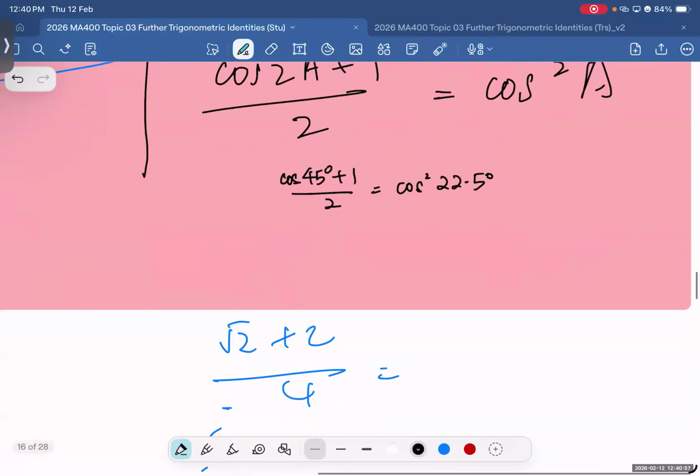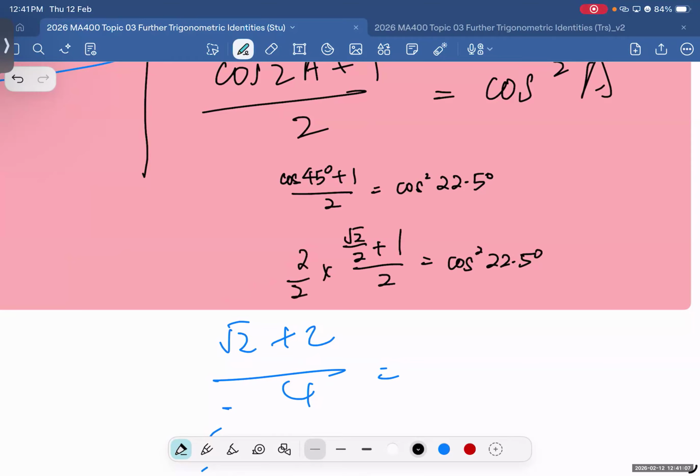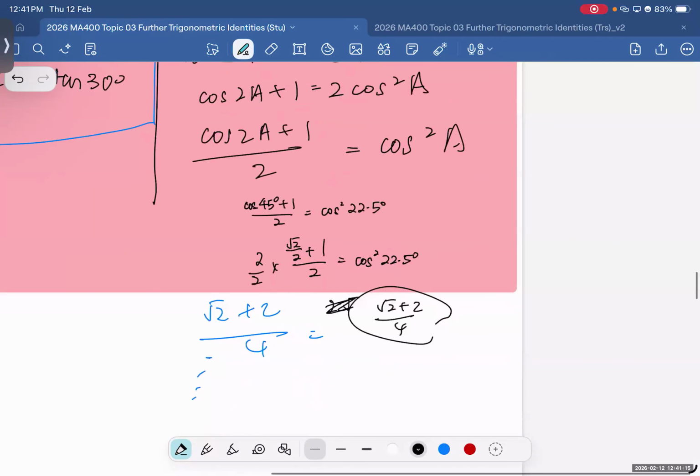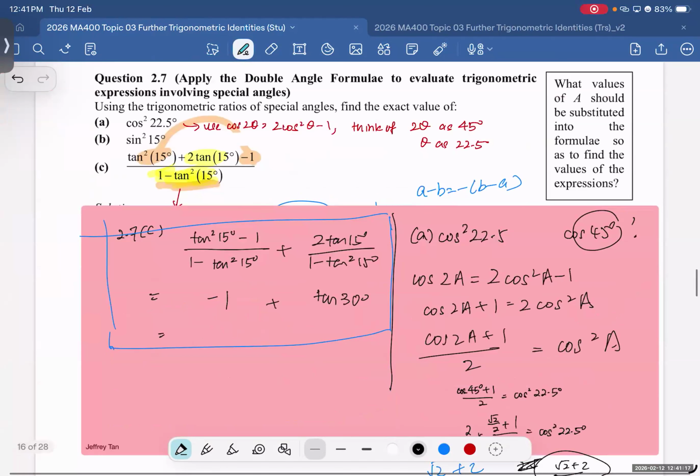What is cos 45? Square root 2 over 2, plus 1, over 2. Multiply by 2 over 2. This is square root 2 plus 2 over 4. That is the answer. Okay, that's for question 2.7.